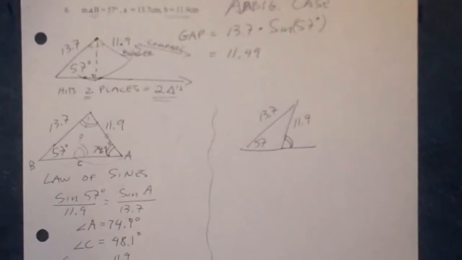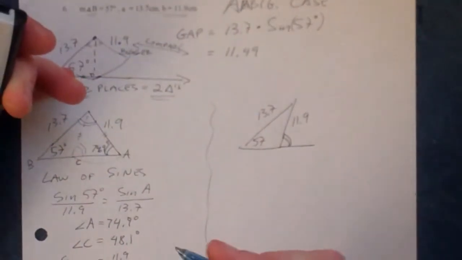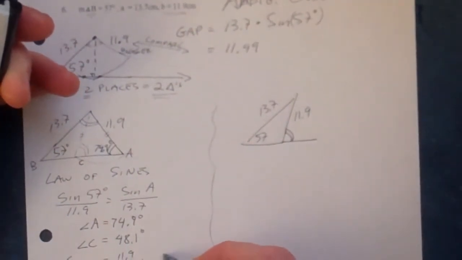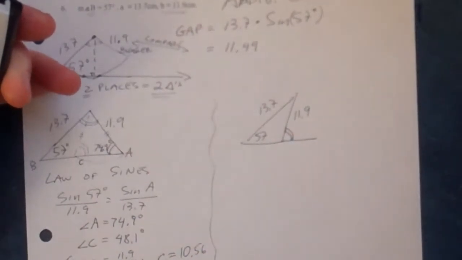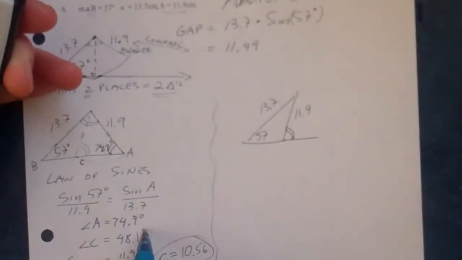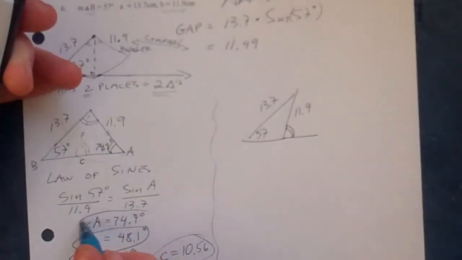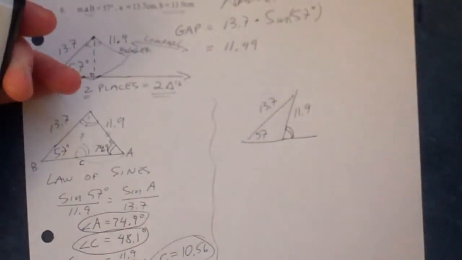And times that by the sine of 48.1. And I get 10.56. And that is, I guess, about right. So C equals 10.56. All right, so just be clear what your answers are. You should have 3 new answers to complement the 3 that you know.